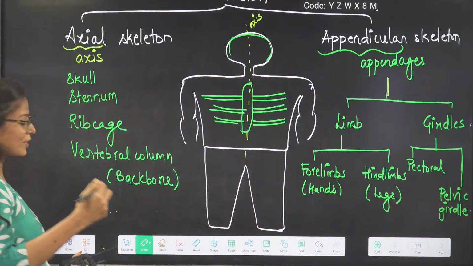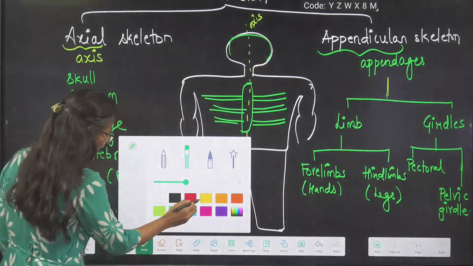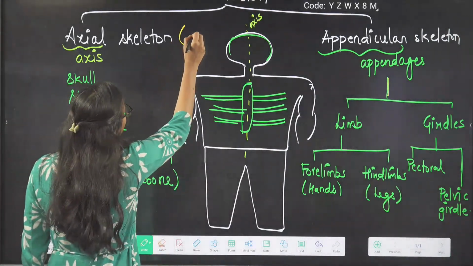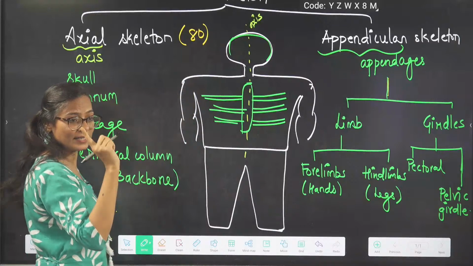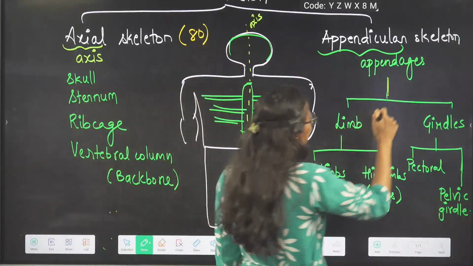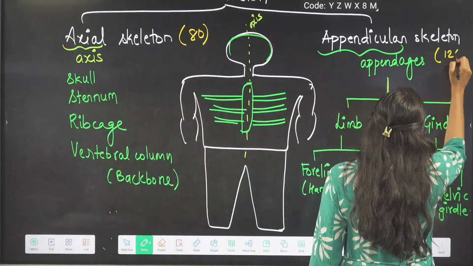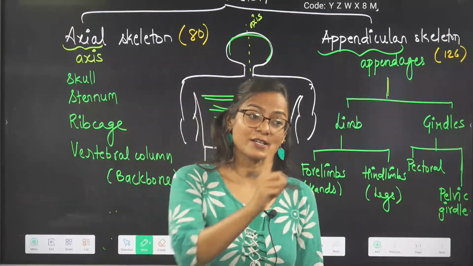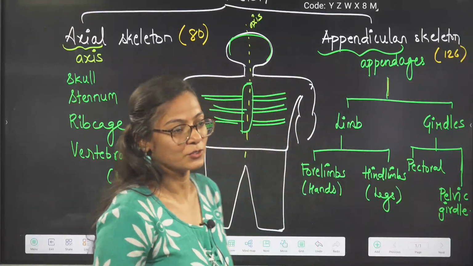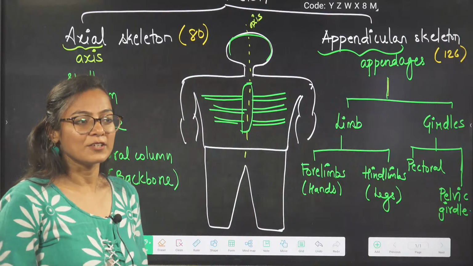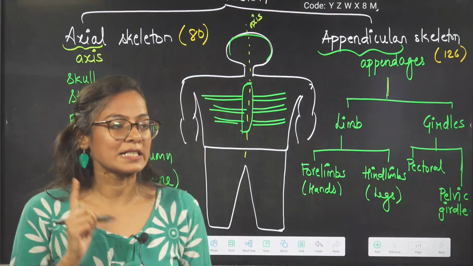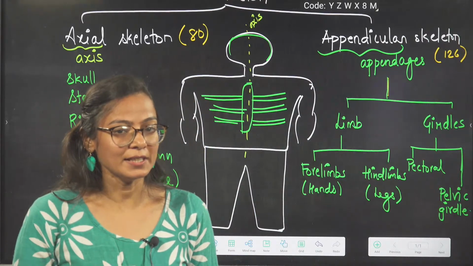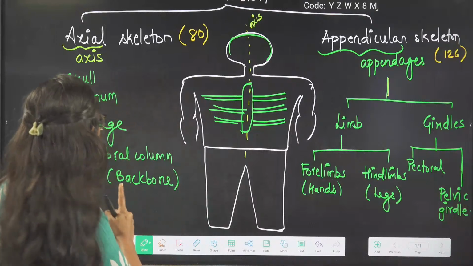One more point I would like to add over here, the count of bones. The axial skeleton has 80 bones that you will be counting now in this lecture, and the appendicular skeleton has 126 bones, that also we will count one by one. So in total, how much does it make up? It will make up 206 bones. Clear? So quickly I want all of you to write this.